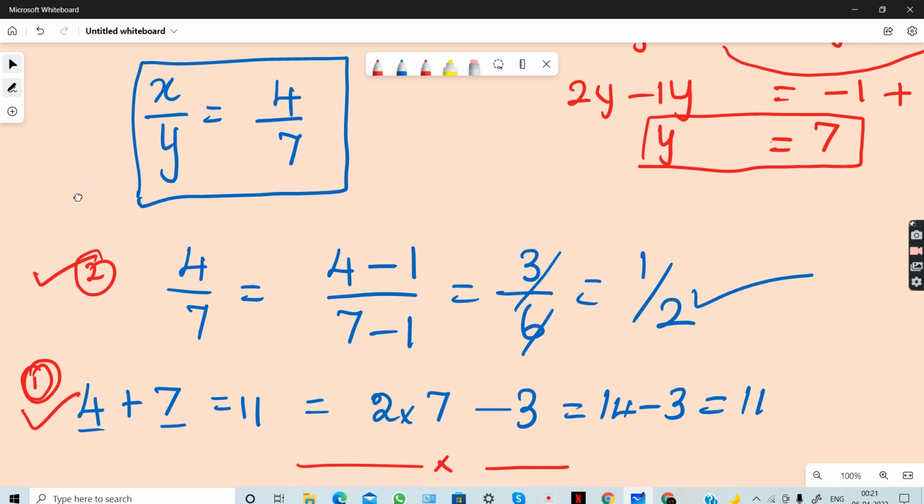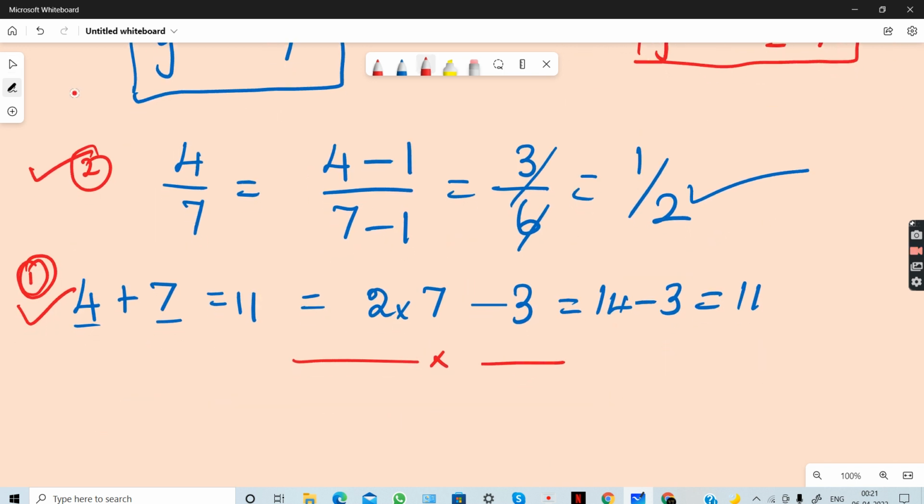So what's the answer? 4 by 7 is the exact fraction, 4 divided by 7. How much are we understanding the problem? That is very important. I hope you all understand.